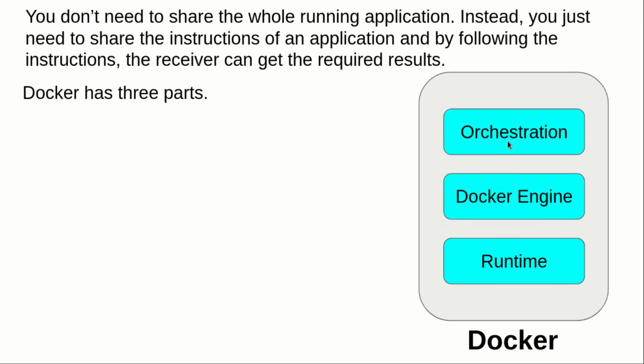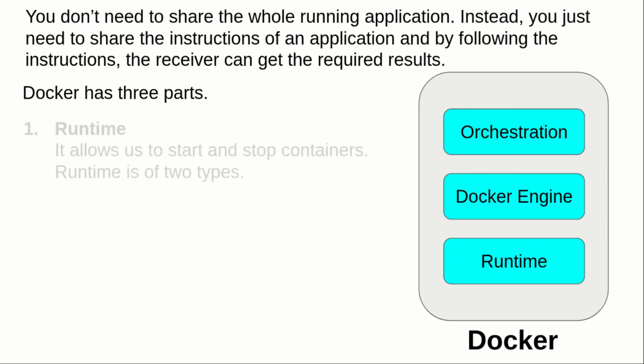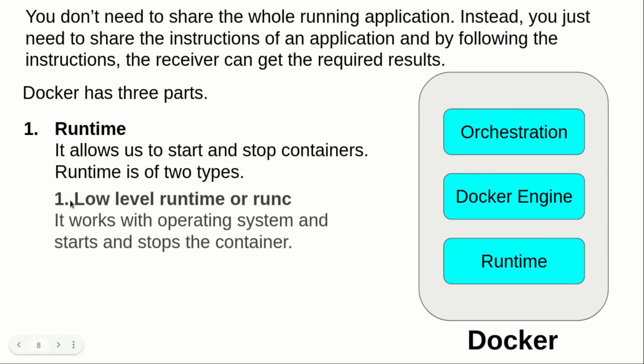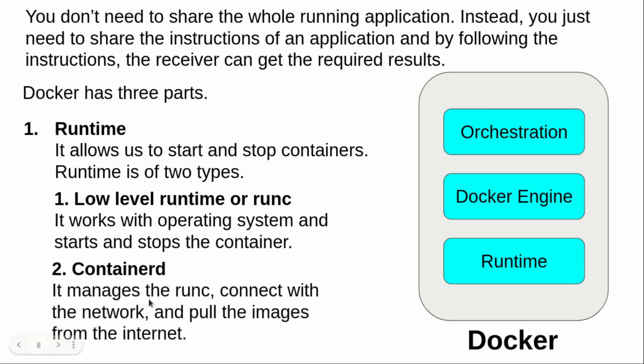After that, the third part is the Docker orchestration. Alright. So the first part is the Docker runtime. So basically it will allow us to start and stop the containers. Alright. And it is of two types. The first type is the low level runtime or runC. It works with the operating system and starts and stops the container. Simple as that. The second part is containerd.